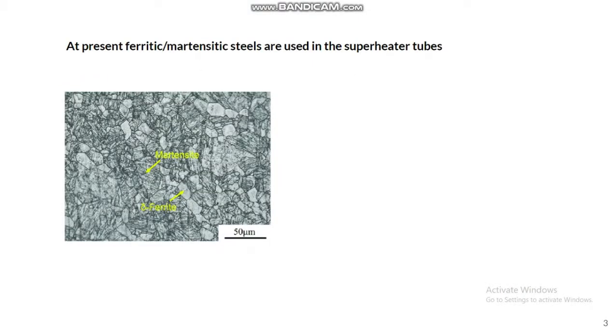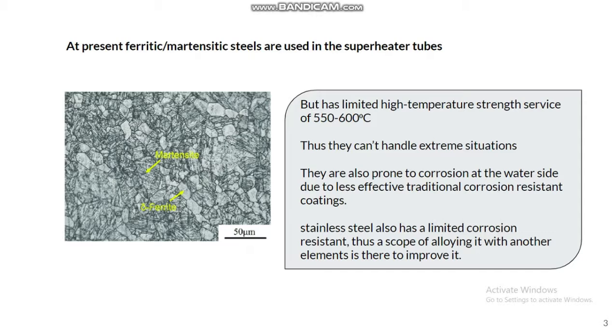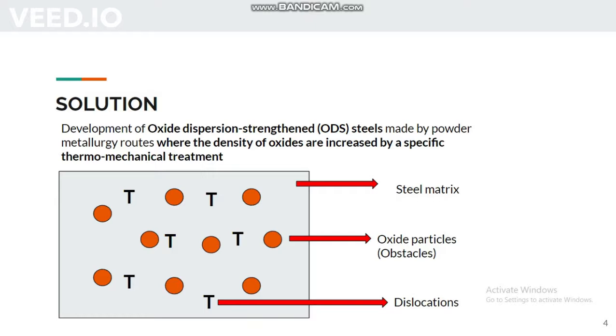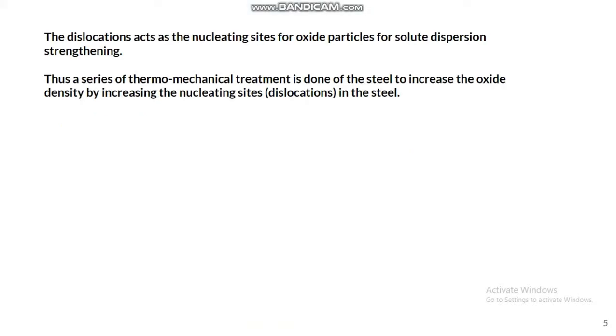At present, ferritic martensitic steels are used in superheater tubes, but they have a limited high temperature strength service of 550 to 600 degrees centigrade. The solution: development of oxide dispersion strengthened steel made by powder metallurgical route, where the density of oxides is increased by a specific thermomechanical treatment. The dislocation acts as the nucleating sites for oxide particles for solute dispersion strengthening.